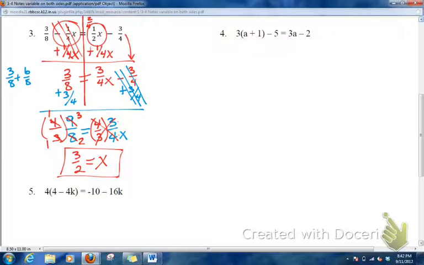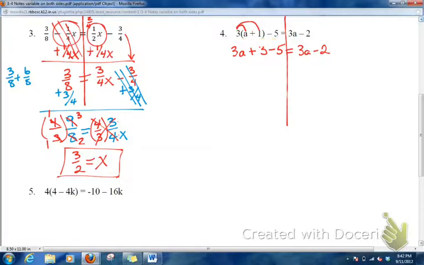moving on, example 4. Again, looking at my two sides. On the left side, looks like I have some work to do before I start combining like terms. So I'm going to distribute my 3, giving me 3a plus 3 minus 5 equals 3a minus 2. Now, again, I've done that because that was the left side. It had some work that could be done before getting your variables together.